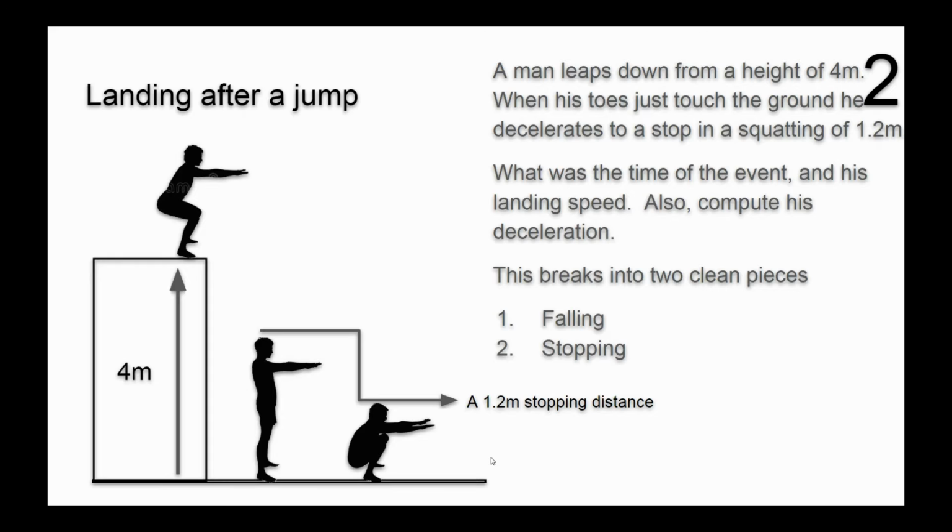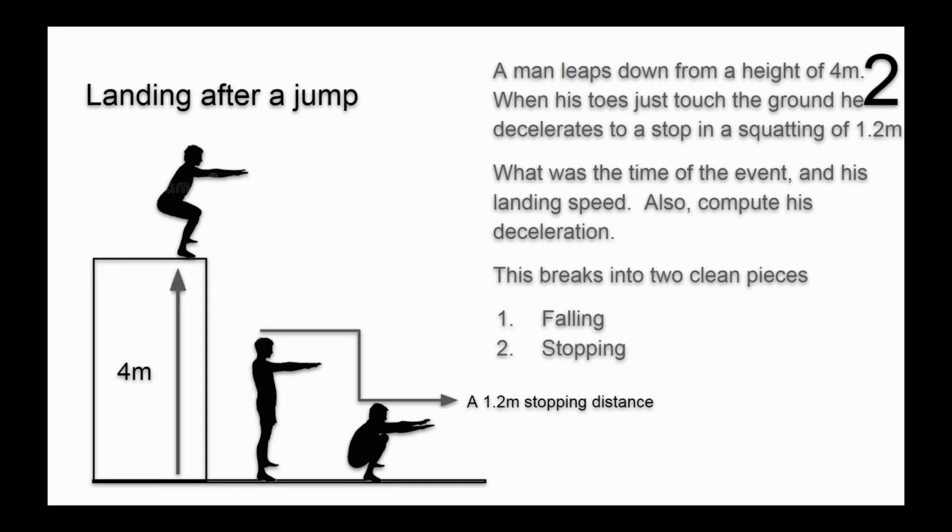Let's move to a slightly more advanced problem, jumping down. Here's an example of a man landing after a jump. He leaps from a 4-meter platform. The moment his toes touch the ground, he decelerates to a stop, squatting down 1.2 meters. That is his stopping or decelerating distance. We want to know the time of the event and his landing speed, and as well compute his deceleration.